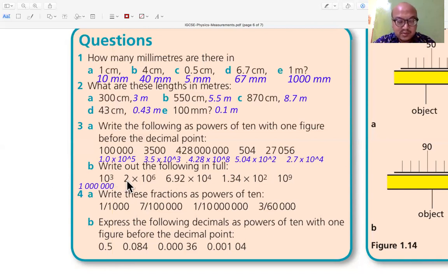How about 2 times 10 power 6? Sorry, kok 1 million? 1,000, this one. Here is 2 million. This is 2 million.